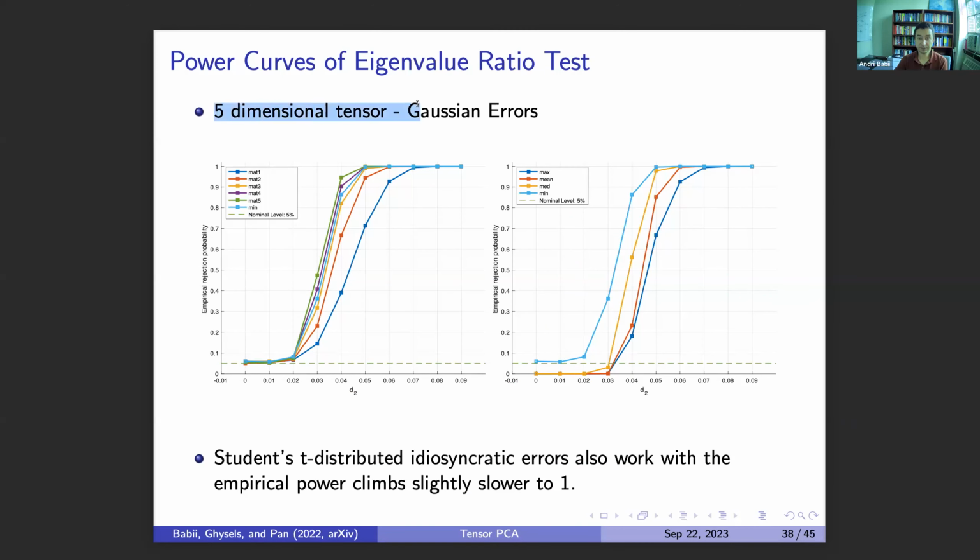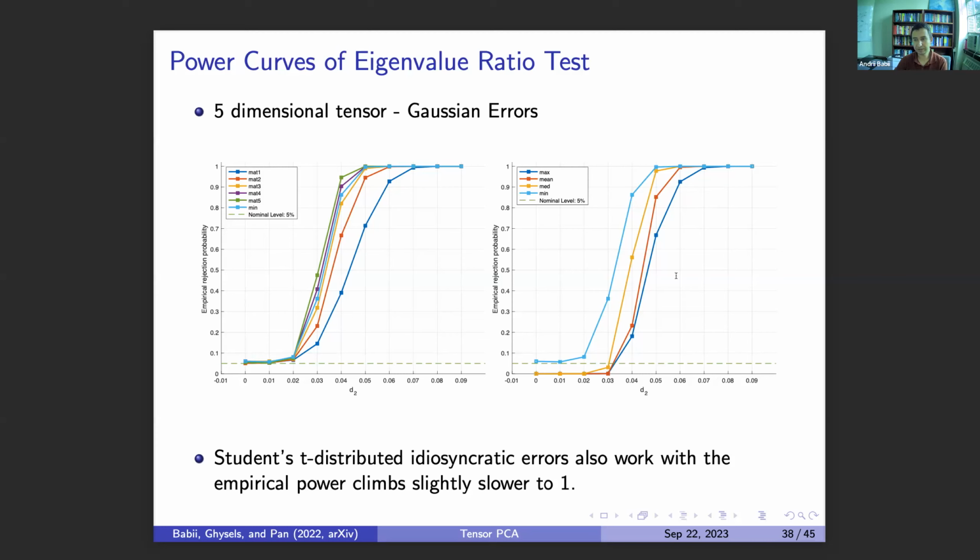Next, we look at the 5-dimensional tensor. And in the left picture, we look at power curves corresponding to tests of different matricizations. So we have 5 different matricizations, and we also plot the result for the minimum p-value combination. So we see that the minimum performs quite well. Some matricizations have lower power, some have slightly higher, but the minimum performs quite well.